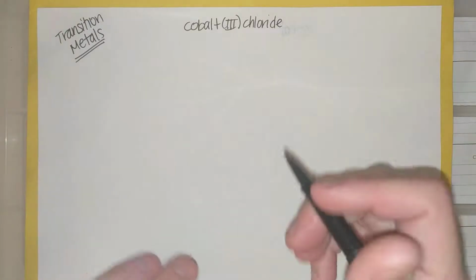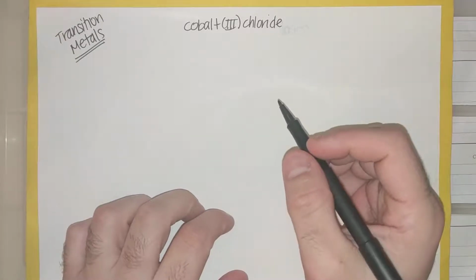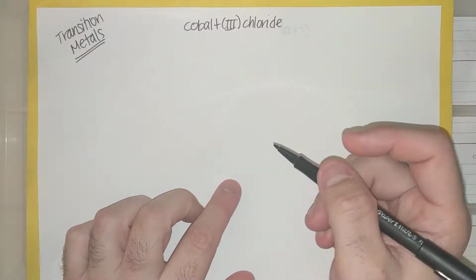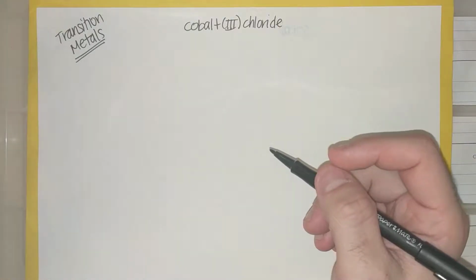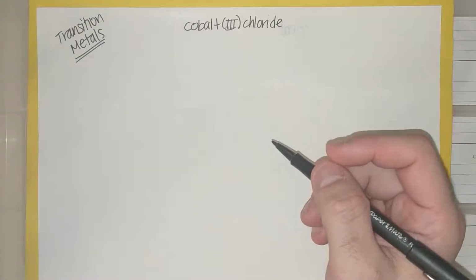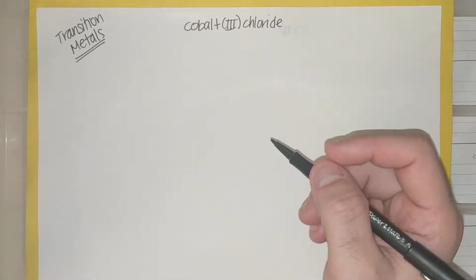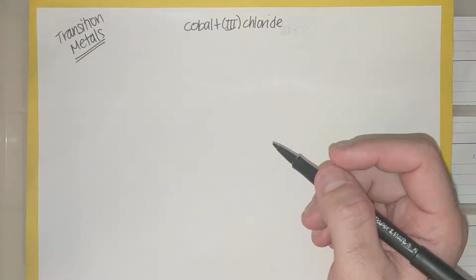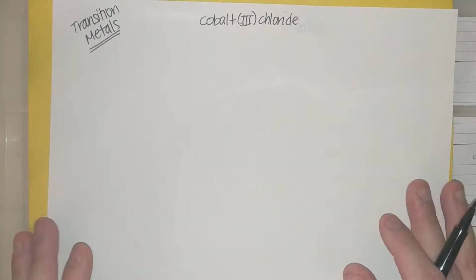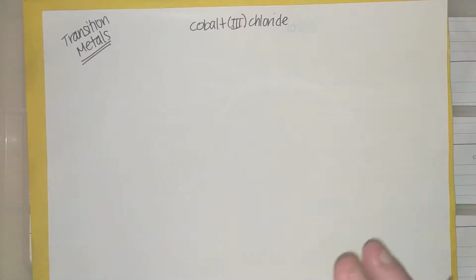Hey Honors Chemistry, I wanted to do another video on naming and writing formulas including transition metals. This video will not include compounds that have polyatomic ions in them. I want to make sure that we get the gist or idea of how to write the formulas and how to name compounds including transition metals, okay?